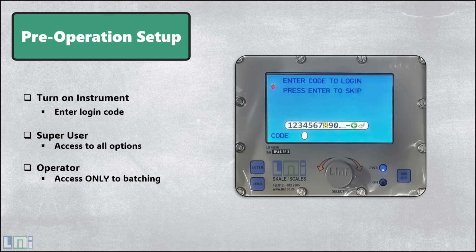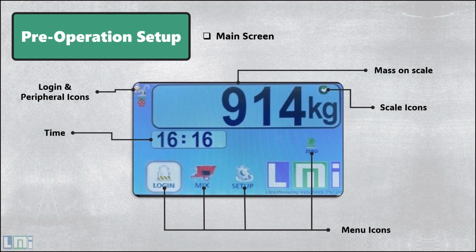Normal scale operation will start with the scale asking for an operator code. The code used will determine if the person logging in is a super user or an operator. The main difference here is that the operator cannot access any setup parameter or calibration. The operator can only perform the batch function. After login, the main screen is displayed.